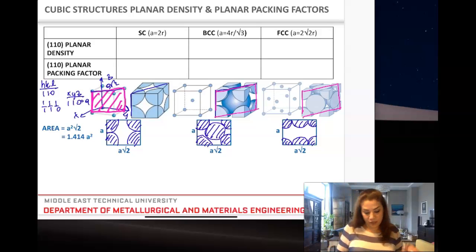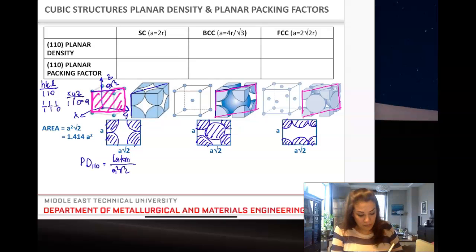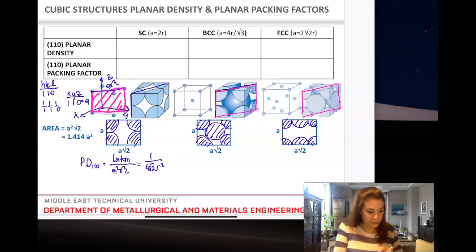Let's calculate the planar density. Planar density for 110 in the case of simple cube, how many atoms do I have? Corner atoms making up one atom. What is the area? A squared times square root of 2. But this time, my A is equal to 2R, so 1 over 4 square root of 2 R squared. And the planar density for BCC 110: central atom, one atom, and then the corner atoms, an extra one atom, two atoms, right? What is the area? A squared times square root of 2. What is A? A is equal to 4R over square root of 3.